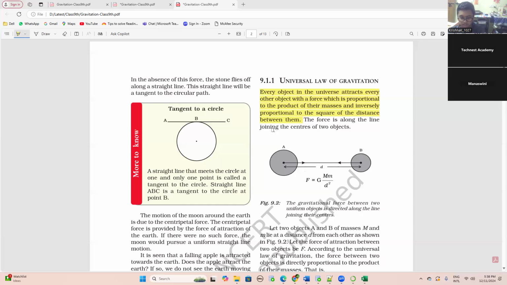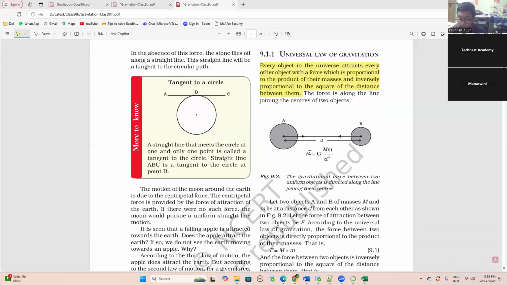So the force is along the line joining the center of two objects. So this gravitational force will be along the line which is joining these two objects. Clear? Yes, sir. So the force is equal to G m1 m2 by d square. Okay, so this is the formula. You see here, this force is proportional to the product of their masses. Whatever is the mass of this and the mass of this, the force is proportional to the product of their masses.